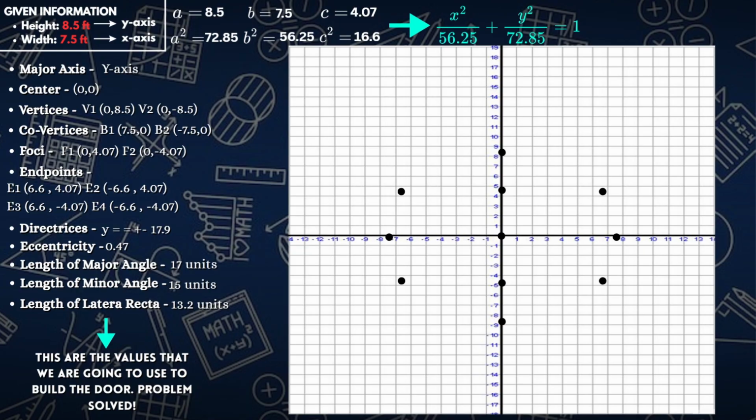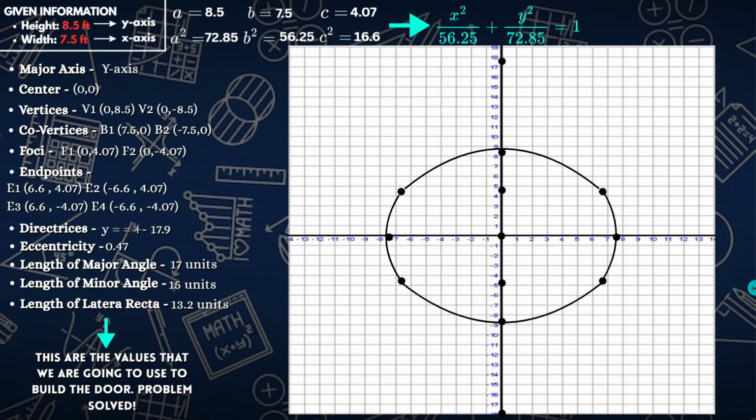Let's just locate our directrices, which is at 17.9. As you can see here, there is a point at 17.9. This is where the line crosses. Okay, class? We can now plot the lines for the ellipse. So it would look like this.